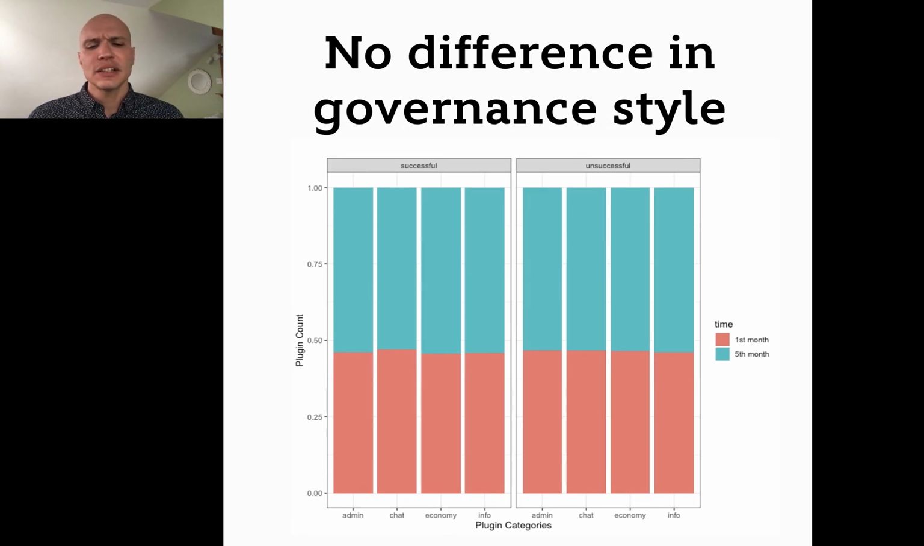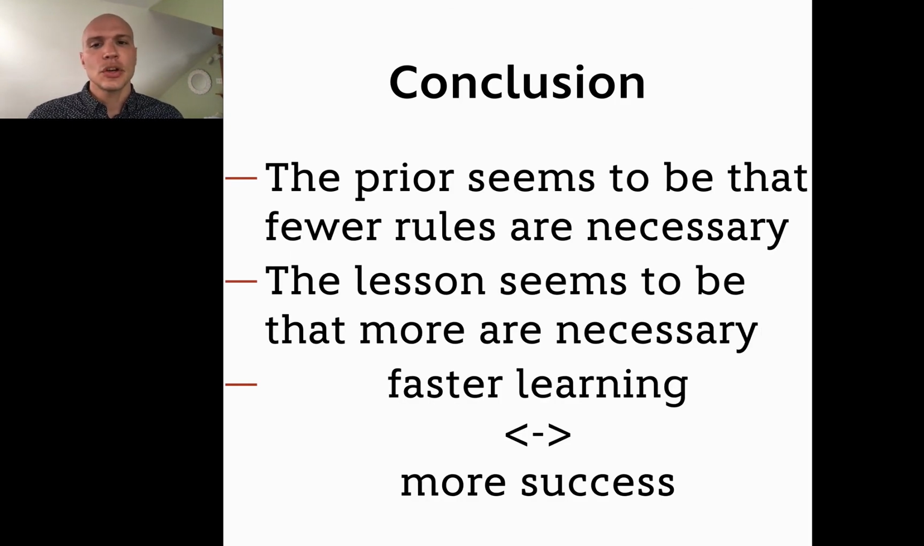Now, differences in governance style are not totally clear in terms of learning rate. So there's no causation here. It could be the other way around. It could be success causes rule installation or something. But nevertheless, there does seem to be an overall prior that fewer rules are necessary. And one possible interpretation of the result is that more are necessary, the more experience you have governing a social system, the more you've done it. The alternative interpretation, yeah, I said it.